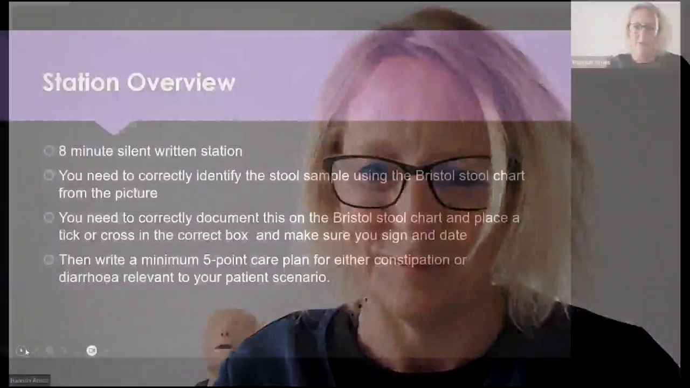So in this video, I'm going to look at the bowel assessment. This is one of the clinical skills for the adult nurses. Had some requests for this. I'm going to go through the requirements of the station. We're going to go through two worked examples with some answers as well. So make sure you watch all the way to the end.